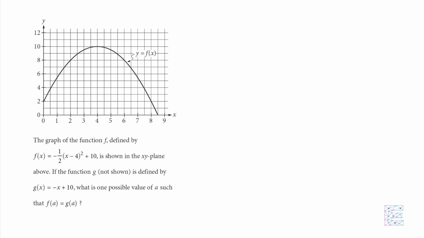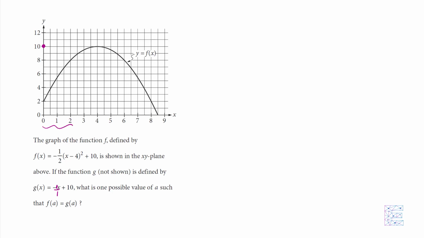Let's start off by graphing the equation that is not shown. You can see this is a linear function, y equals mx plus b. When graphing a linear function, we start by graphing the y-intercept. The y-intercept here is 10, so we put our first dot where y is 10, and then we use our slope to find the next dot. The slope is negative 1 over 1, which means we go down one place and to the right one place.